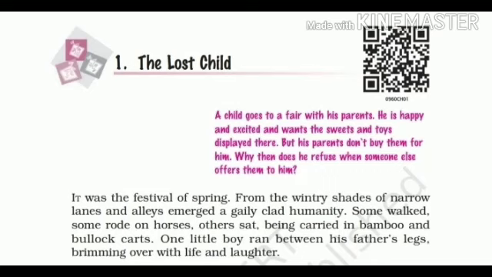From the wintry shades. What do you mean by wintry? Wintry means cold, without any emotions. There was lack of cheerfulness. Everything seemed cheerless. Shades of narrow lanes. What do you mean by narrow? Narrow means something which is not wide, not broad. And alleys are narrow streets. Gaily means happily, gladly, dressed. Humanity is used here for all the human beings who were coming there.